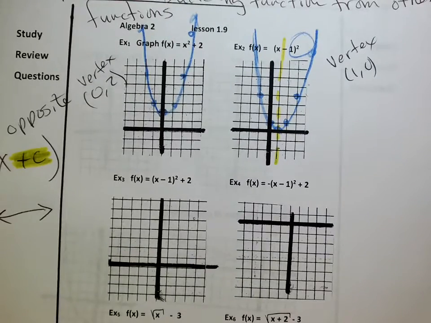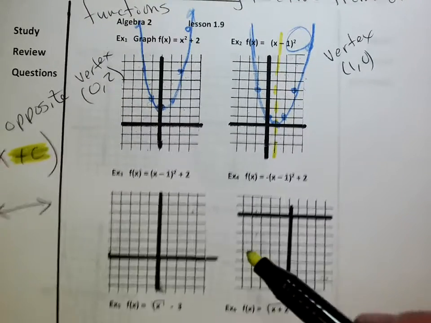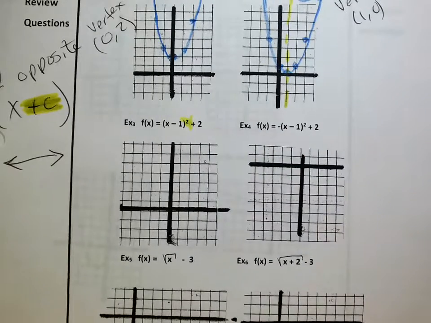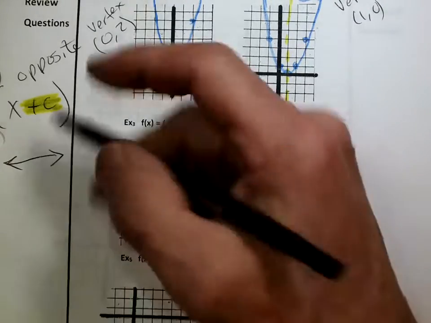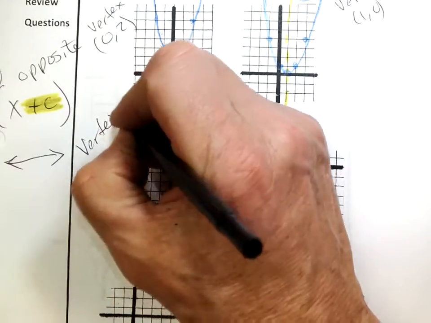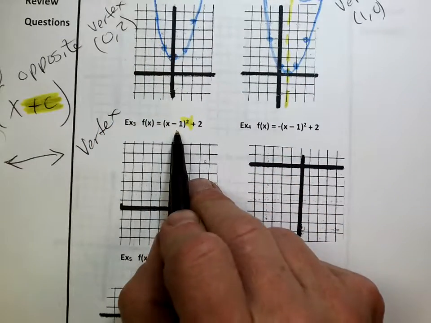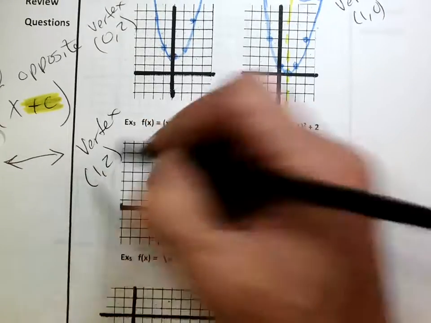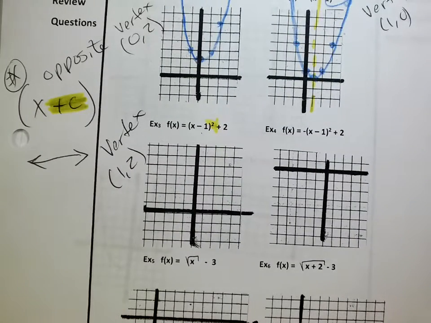Alright, number 3 is also a parabola because of the square, right? It's got a square, so it's also a parabola. So our vertex is at positive 1, 2. Positive 1, 2, okay? Okay, John, I want to answer your question right now, okay?